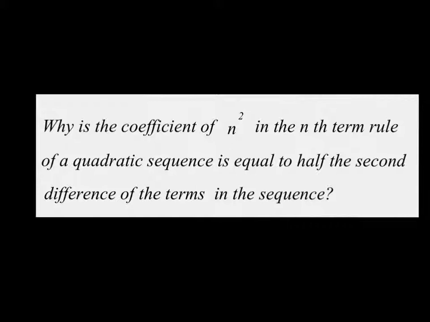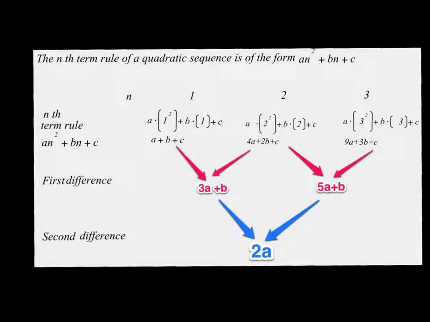In this tutorial, you are going to understand why the coefficient of n squared in the nth term rule of a quadratic sequence is equal to half the second difference of the terms in the sequence. So for example, we have the nth term rule of the quadratic sequence as shown here, which is an squared plus bn plus c.